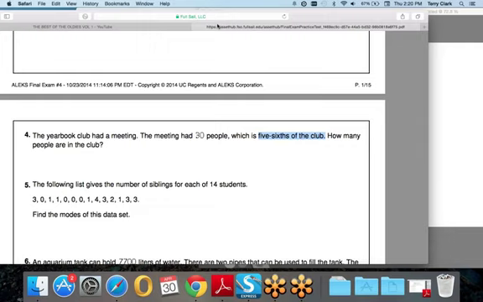Okay, problem number 5. The following list gives the number of siblings for each of 14 students. Find the mode of the data set. Now the word mode is the number that occurs the most. So what we're going to do is look and see what we can find. There are 4 zeros, so zero is in the running for the mode. There are 4 ones, 2 there, 1 there, and that makes 4. And then there are 4 threes.